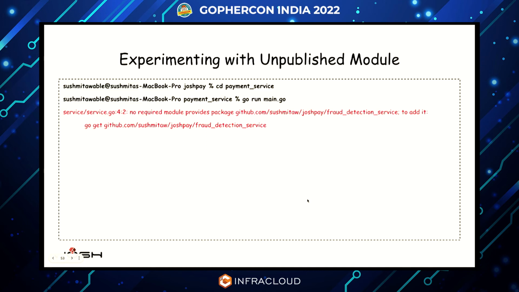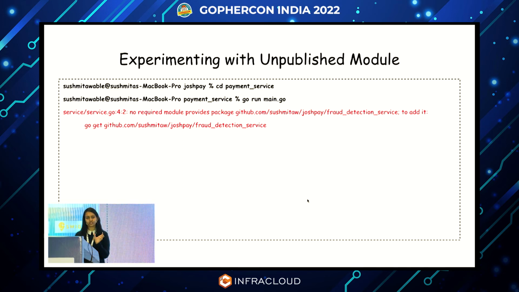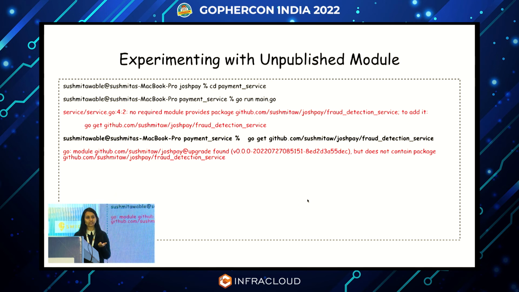So let's try to run this. Firstly, we change the directory to the payment service and we run the code using the traditional command, that is go run main.go. But here you get an error that this dependency is not present in your go.mod file. It also suggests you go get this using this command. So let's go get this. When we fire the go get command, we get an error that this package is not present on Git because we have not published it. We have not pushed our code. So how do we test it without pushing the code?